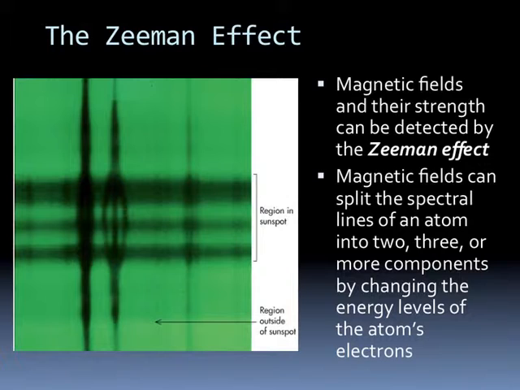Now we can measure the strength of a magnetic field due to something called the Zeeman effect. Magnetic field lines can split the spectral lines of an atom into 2, 3, or more components by changing the energy levels of the atom's electrons. Essentially, the electrons have something called spin, kind of like the Earth spins on its axis. And depending on whether the spin aligns, is perpendicular, or anti-aligns, I could get, instead of one spectral line where there's a magnetic field, I could get it to divide into 3. By looking at those spectral lines and how far apart they are and how many there are, we can determine the strength of the magnetic field.